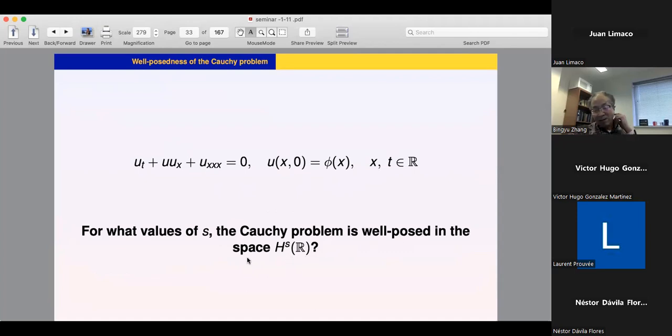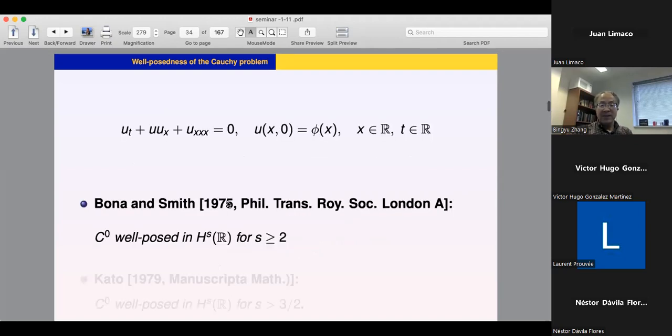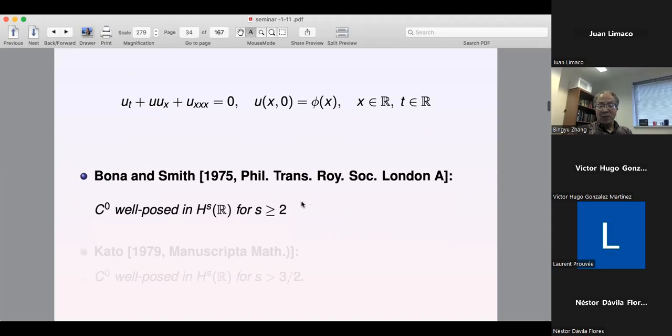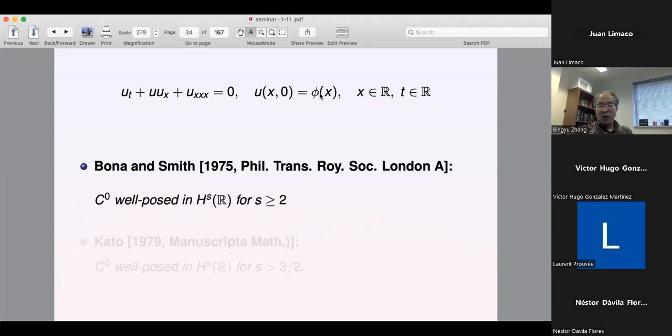This is a well-known classical problem, and it started as early as the 1960s, last century, and just recently the study has had a happy end. Here I just list a few landmark results for this study. The first one is the work of Bona and Smith. They showed the Cauchy problem is C0 well-posed for any s greater than or equal to 2.